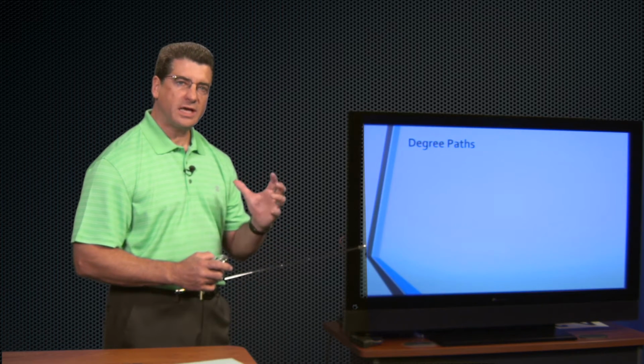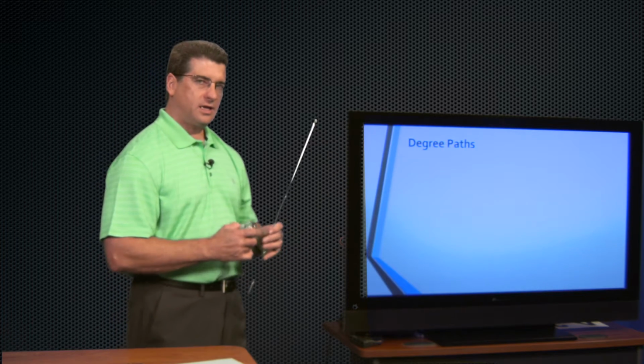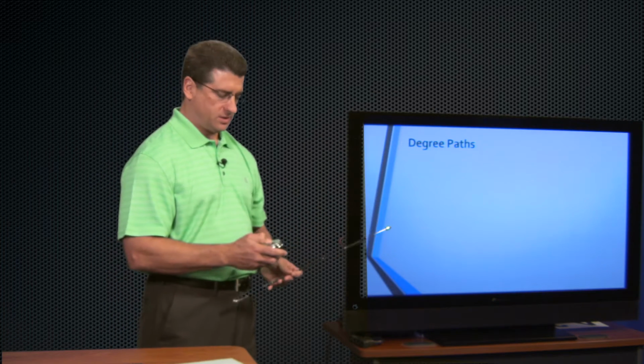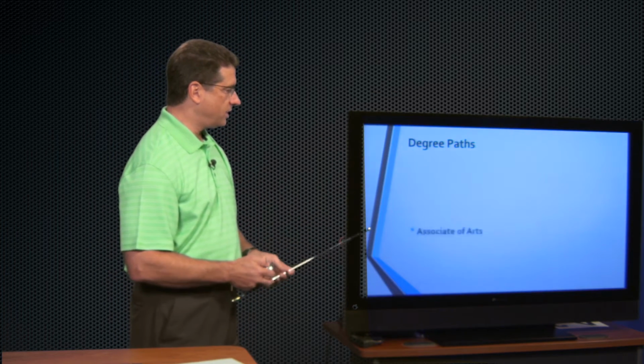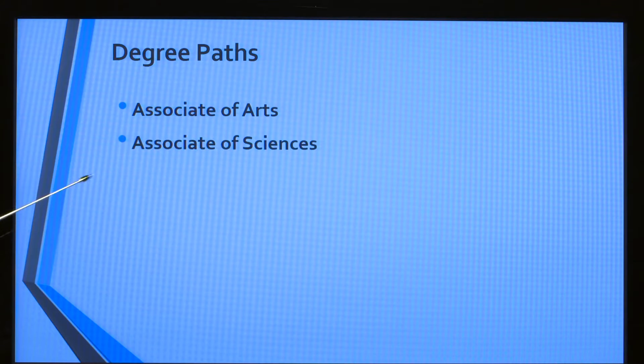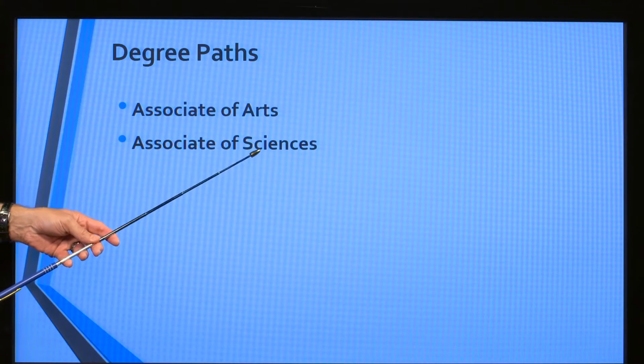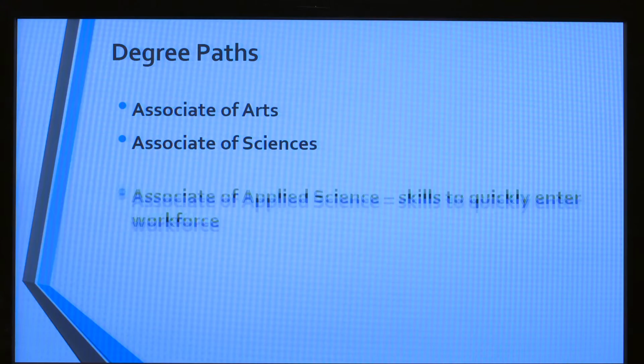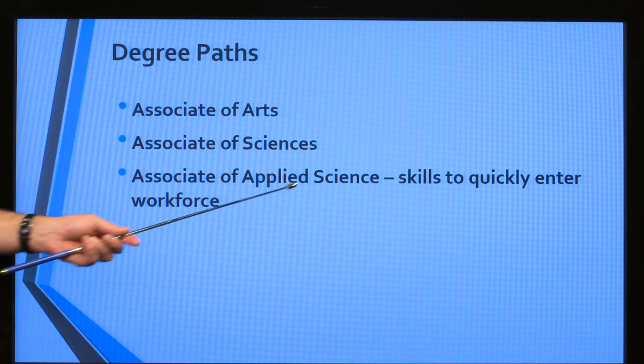Here at community college we have different types of associate's degrees. A lot of this information you have to delve into the catalog for, but essentially they're all associate's degrees. One is Associate of Arts, one is Associate of Science, and then the area that I'm in, Associate of Applied Science.